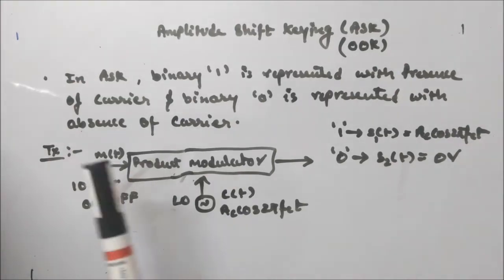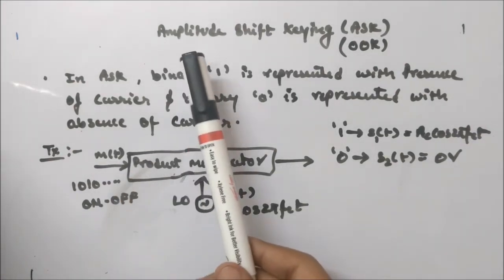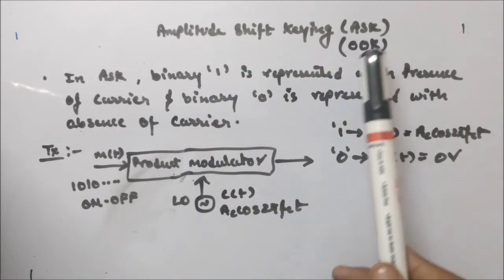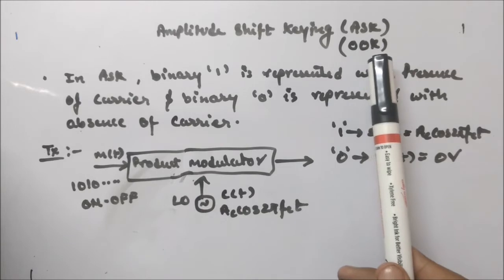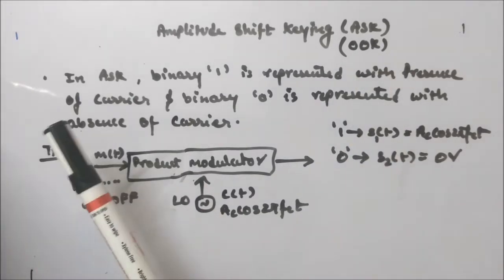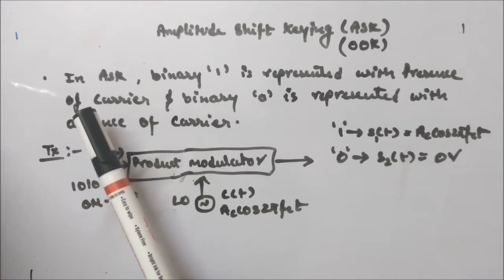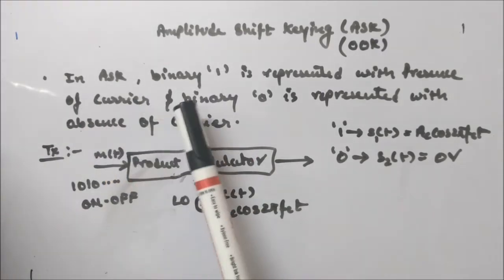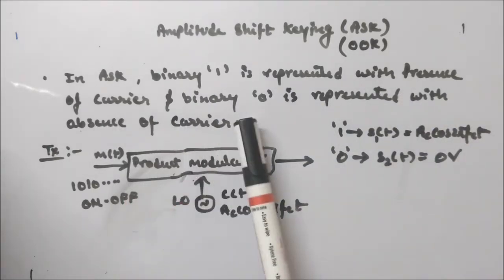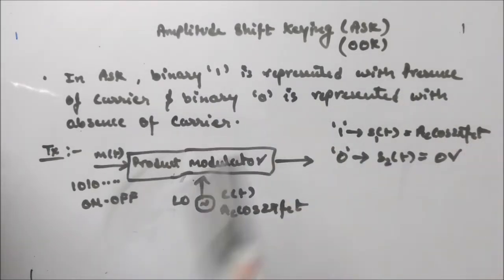Okay, so now here you can see we will start with the binary amplitude shift keying. This is ASK, also called on-off keying, OOK. So what is ASK? In ASK, binary 1 is represented with presence of carrier and binary 0 is represented with absence of carrier.